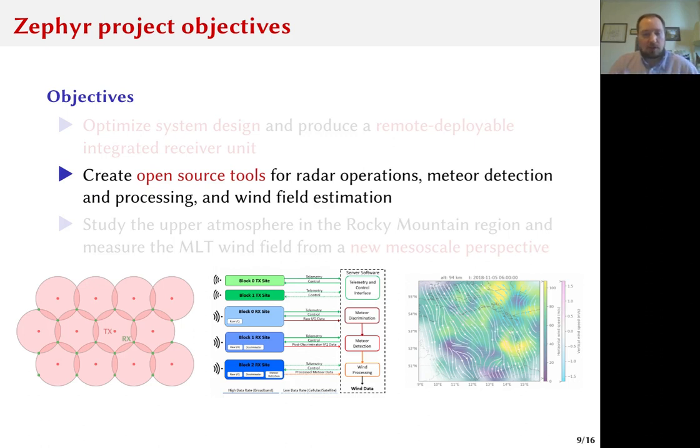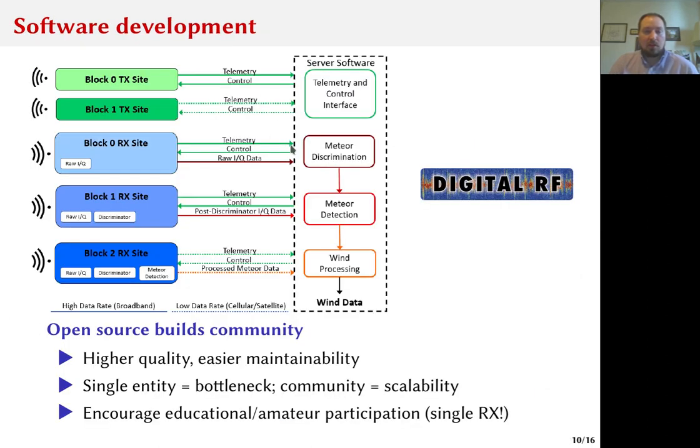Another objective of the Zephyr project is to create open source tools for radar operations, meteor detection and processing, and wind field estimation. So as I mentioned, this software development will involve not only the telemetry and control interface to control the radar and manage the data, but also algorithms to do meteor discrimination and detection to reduce the data, and wind processing to take the raw meteor data and output it into science products that the community can use directly. We strongly believe in the open source philosophy and that it builds community.